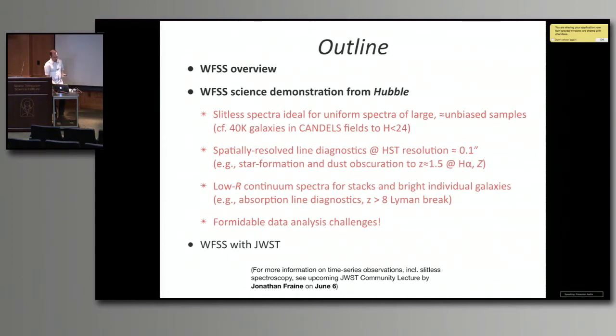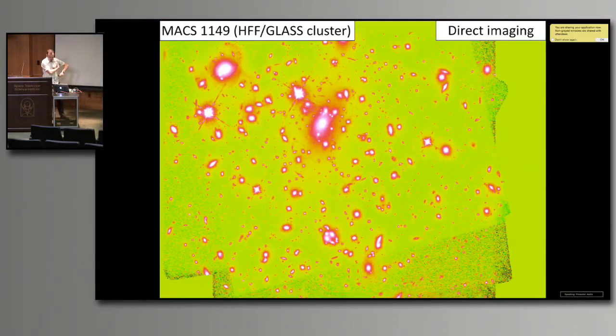And so the second half of the talk, I'll give an overview of the wide field slitless modes with James Webb. And just to mention here, I'm not going to talk at all about a lot of the exciting science that's been done with Hubble and that will be done with Webb on time series observations, measuring things like atmospheres of exoplanets. That's more single object slitless spectroscopy. And Jonathan Fraine is going to give a talk on June 6th on that, including the slitless capabilities for that science.